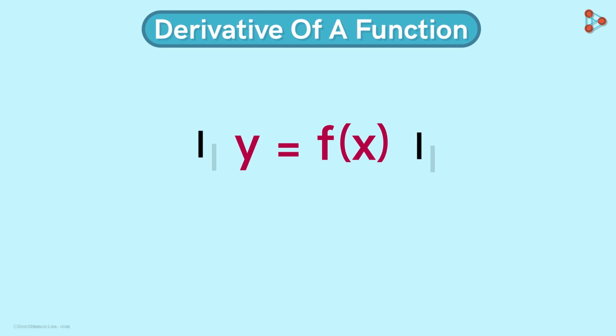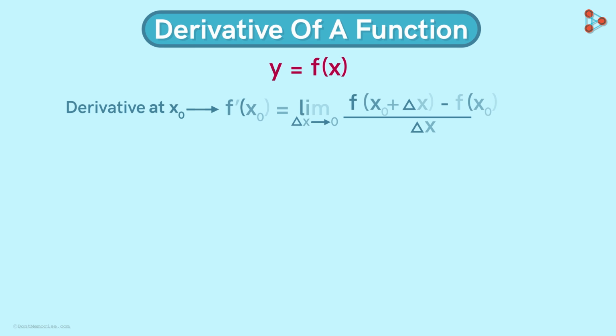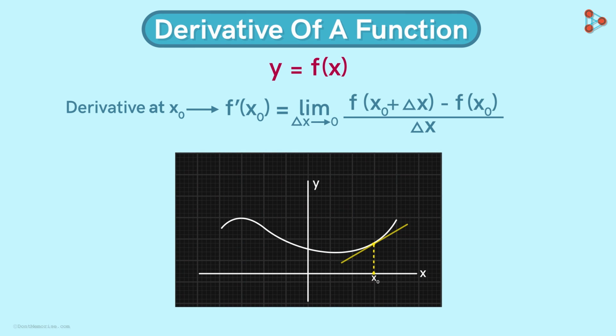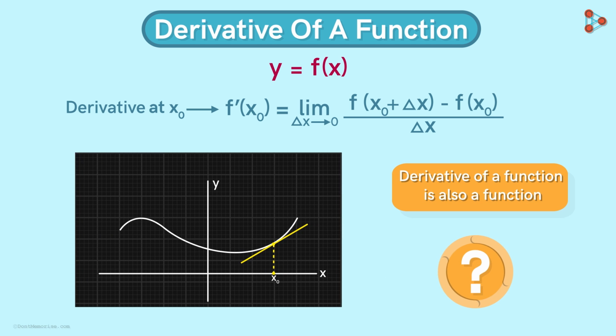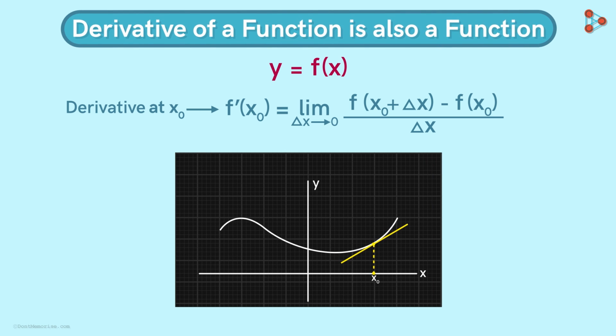If we have a function y equal to f of x, we now know how to find its derivative at a particular value of x. So related to each value of x, we get a number which is equal to the slope of the tangent line there. Therefore, can you tell me if the derivative of a function is also a function? Yes, the derivative of a function gives us a new function. In this video, we will understand what this means as well as its implications.